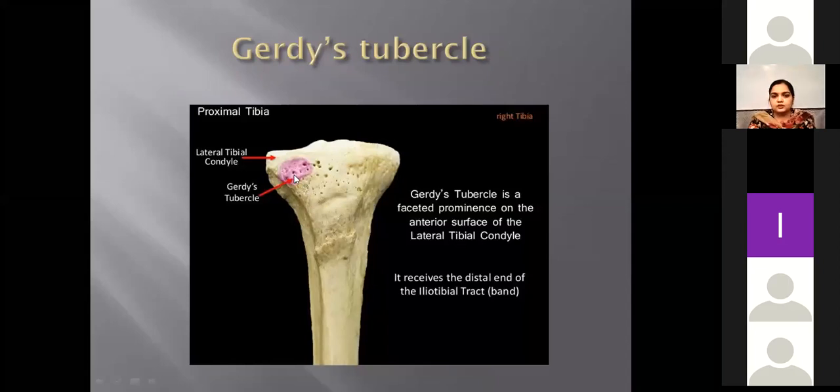The iliotibial tract ends by attachment on Gerdy's tubercle, present on the anterolateral surface of the lateral condyle of the tibia. It receives the insertion of the iliotibial tract. Starting from the iliac crest, two muscles are enclosed in it, gluteus maximus and the tensor fascia lata. Finally this whole band is inserted into Gerdy's tubercle that is present on the lateral condyle of the tibia.